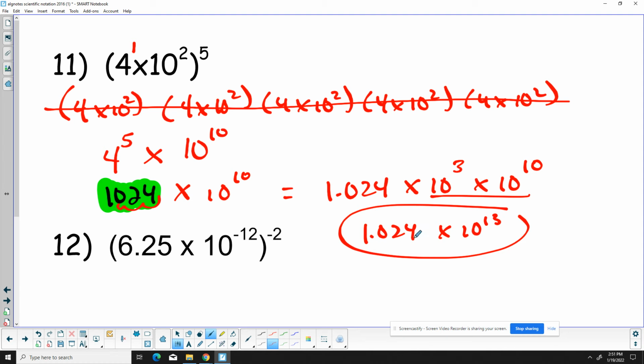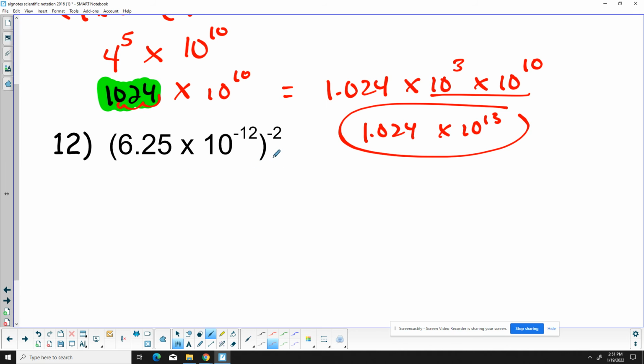So that's my answer. So for the negative 2 one, if you'd like to press pause and try it, that's a good idea. If you just want to watch me do it, that's okay too. 6.25 has an exponent of 1. I copy the base and I multiply 1 times negative 2. I copy the base and I multiply and get 24.